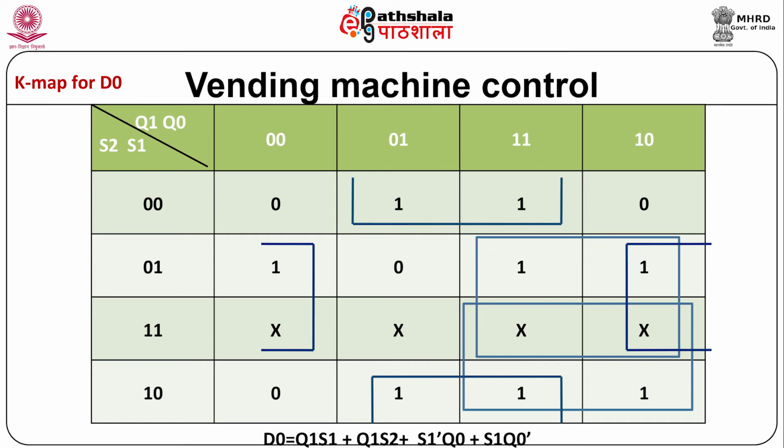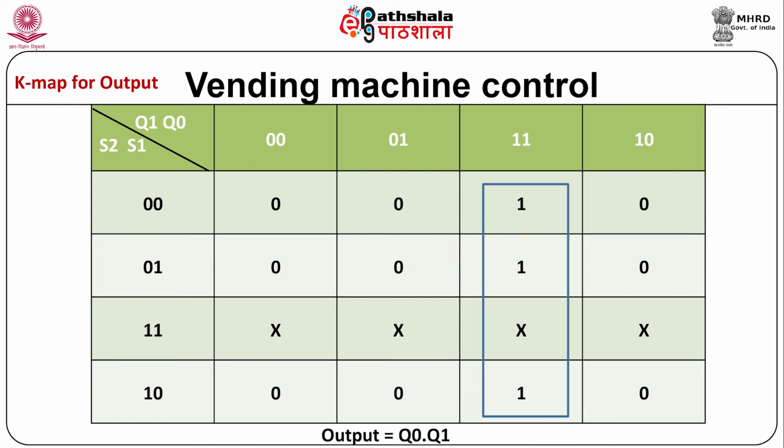Let us now prepare the K map for D0. After mapping the terms, it is clear from the map that it is possible to form quads, and there are 4 quads possible. This results in the simplified Boolean expression as D0 is equal to Q1 S1 OR with Q1 S2 OR with S1 bar Q0 OR with S1 Q0 bar. Let us prepare a K map for the output of the FSM. After mapping the terms, we get 1 quad.